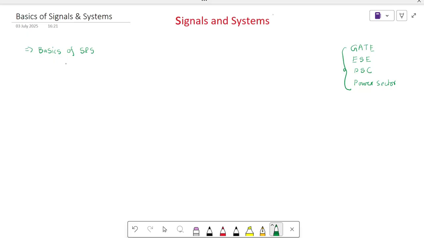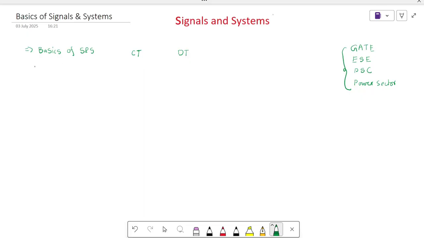So in the first chapter, we will learn signal representation. The signal representations are two. The first one is continuous time. The second representation is discrete time. Any signal can be represented in two ways: one is a continuous time signal, and the second one is a discrete time signal.